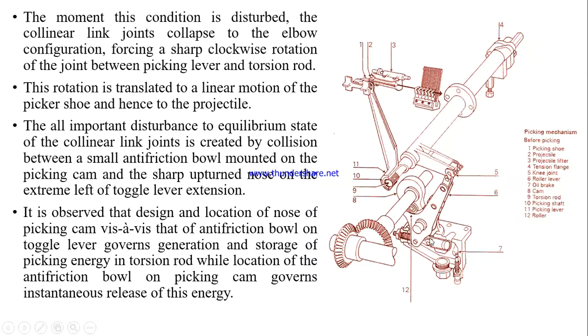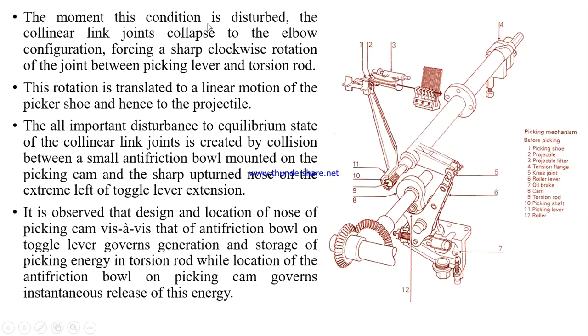This is the toggle lever. Toggle lever is connected to the well brake. This is the well brake. The cam is connected to some gears for the continuous movement, moving along with the loom RPM. And this is the intermediate link. This is the torsion bar. And this is the picking arm. And here this is the projectile. This is the picking shoe. These are the projectile guides, and here this is the reed. In this direction the weft will be inserted, or the projectile will be inserted across the thread.